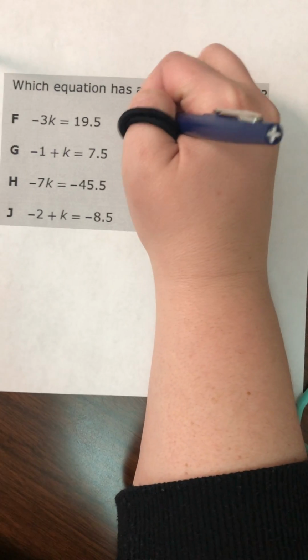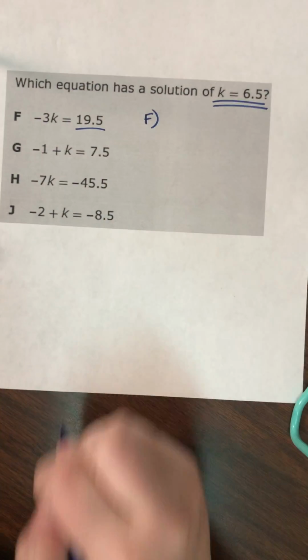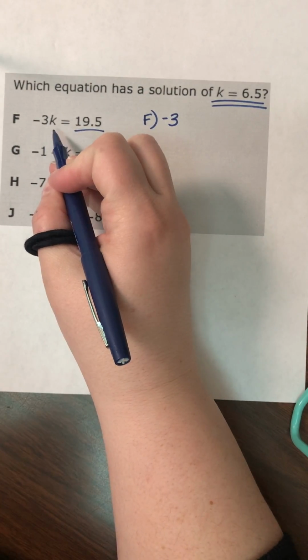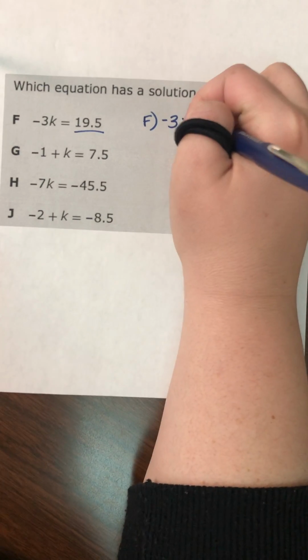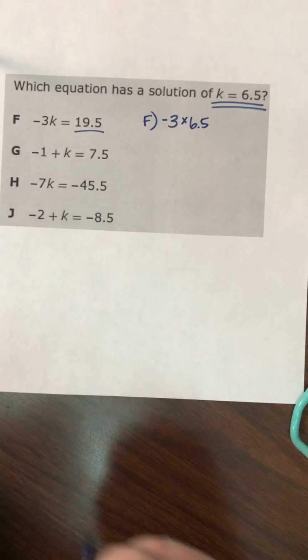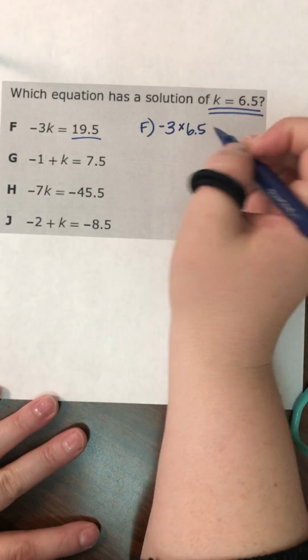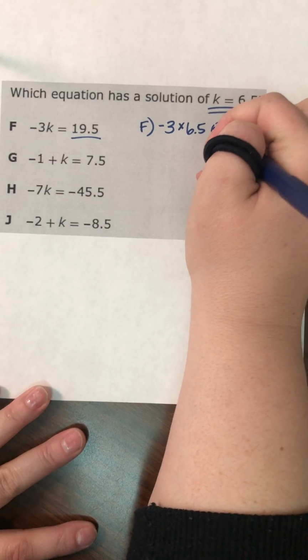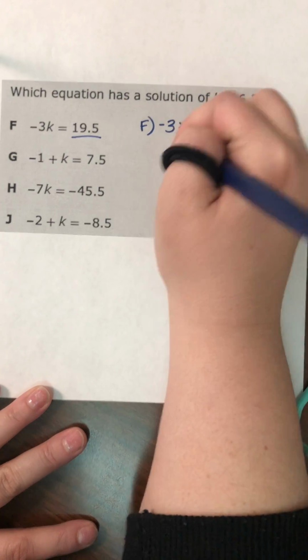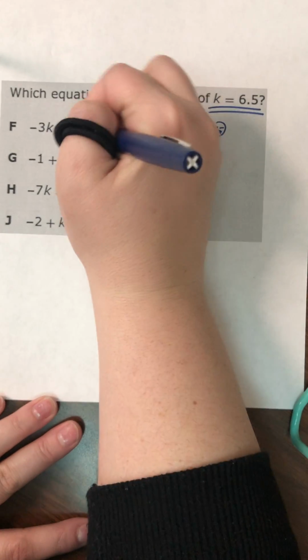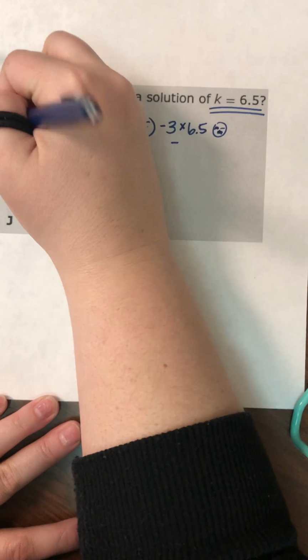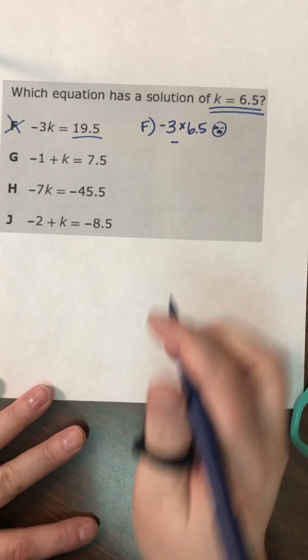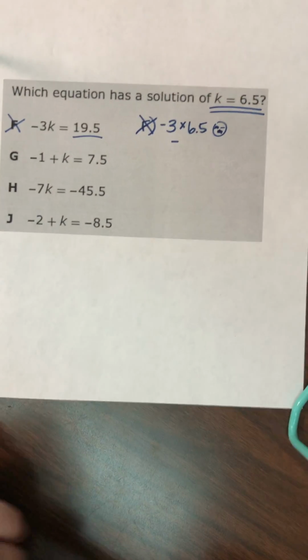So I'm going to start with answer F. Okay, I am looking for the answer to be 19.5. So I have negative 3k, and I know that when they sit next to each other it's multiplication. So I'm going to do negative 3 times 6.5. Before I start multiplying, I'm going to use integer man. Integer man says negative 3, positive 6, my answer, whatever it is, is going to be negative. Because this 19.5 is not negative, I know F is wrong. So quick elimination there.